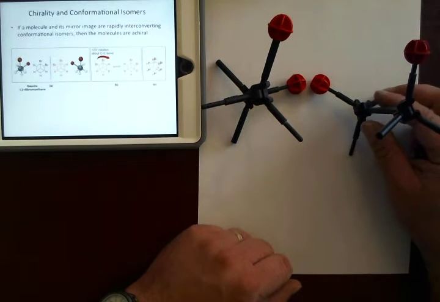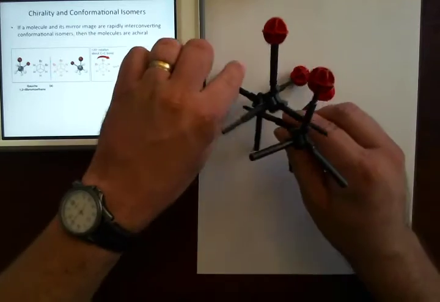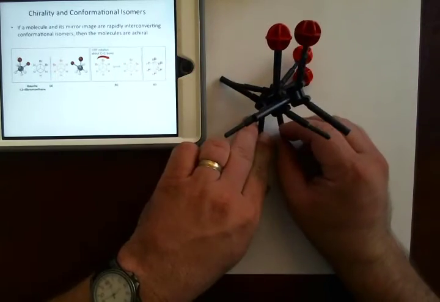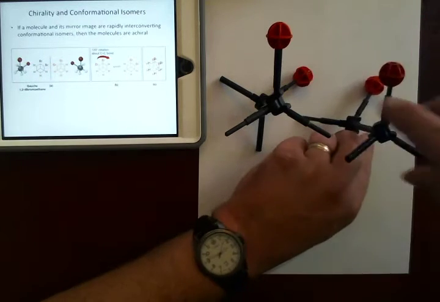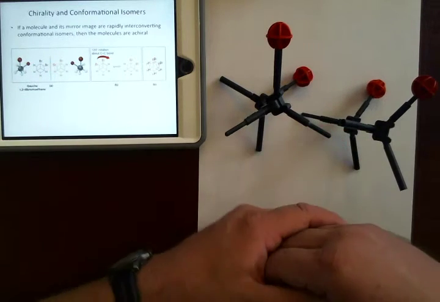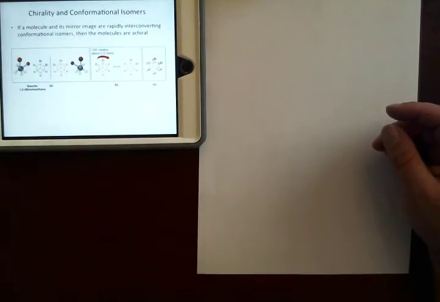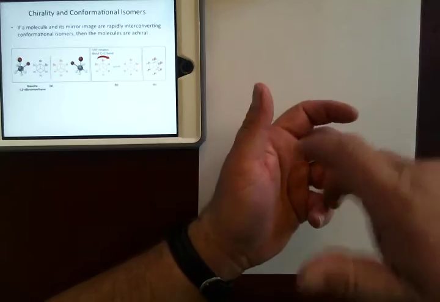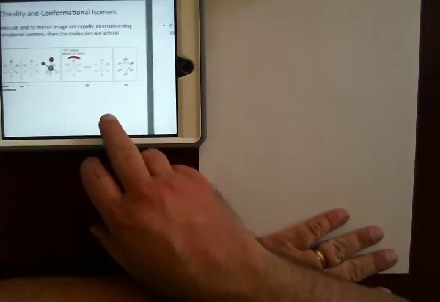But the problem is, if I just rotate these bonds, now they're superimposable on each other. So even though we can make the mirror image, the fact that I can just rotate a bond and then get them superimposable means that we consider them to be non-chiral. So just a simple rotation of a bond that gets it superimposable means that won't work.